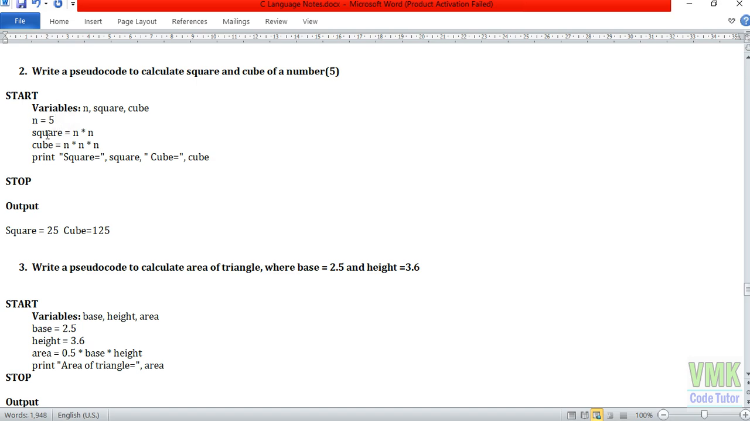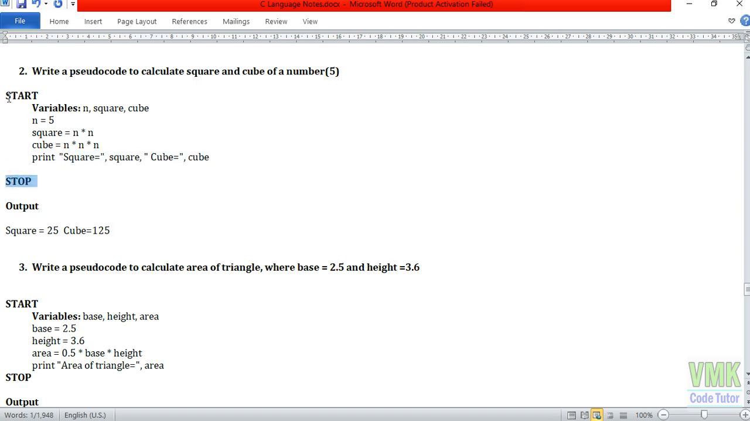Okay, after storing you calculate now. Square is equal to what? N into N. Like this you have to write. Don't put the cross mark. In programming generally we use the star, the asterisk. So square is equal to N * N, and cube is equal to N * N * N. Therefore square is calculated, cube is calculated, and we print square is equal to square and cube is equal to cube. Then stop.